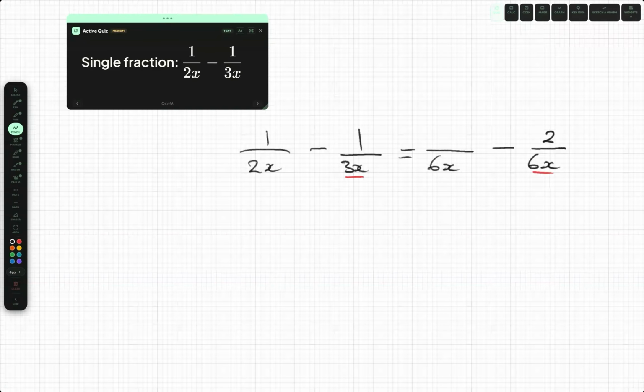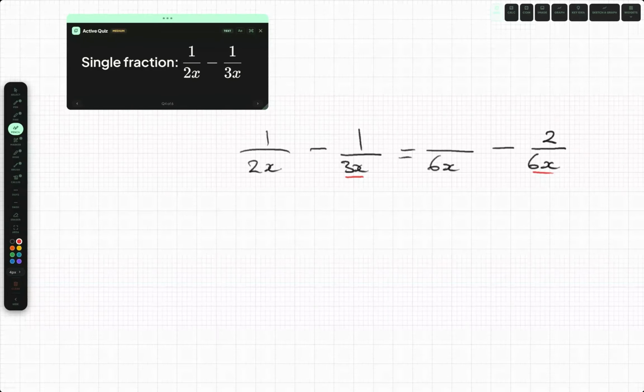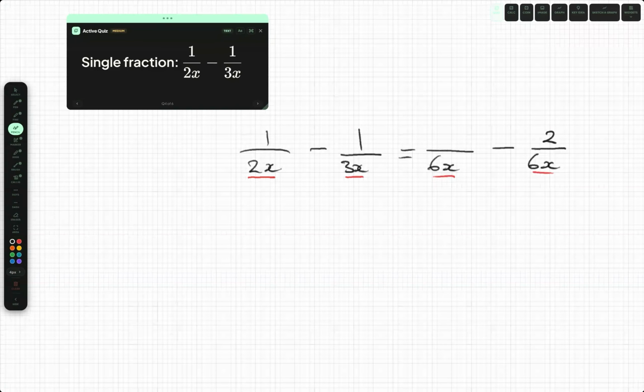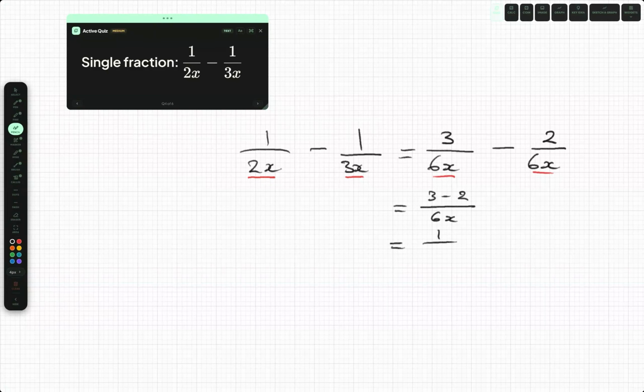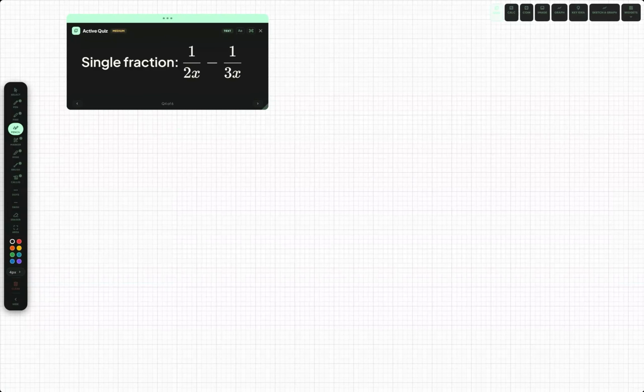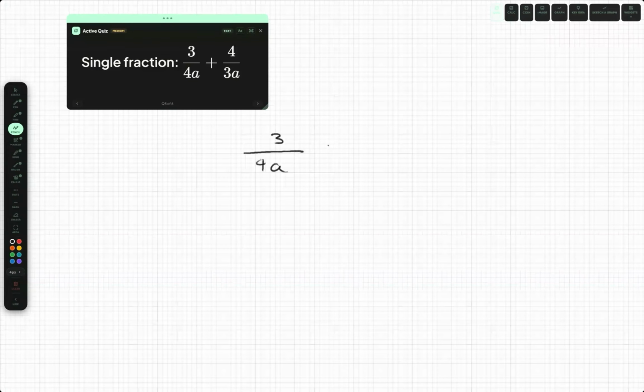And we change this to 1 times 2, which is 2. And in order to do this to our 6x, we multiplied it by 3, so we have to do the 1 times 3, which is just going to be 3. So, in the end, we've got 3 minus 2 over 6x, which is just 1 over 6x. All right, 3 over 4a plus 4 over 3a.